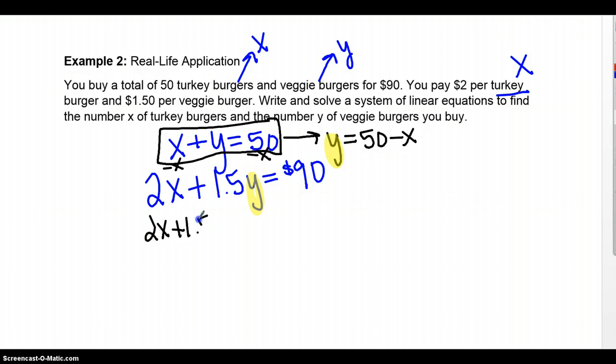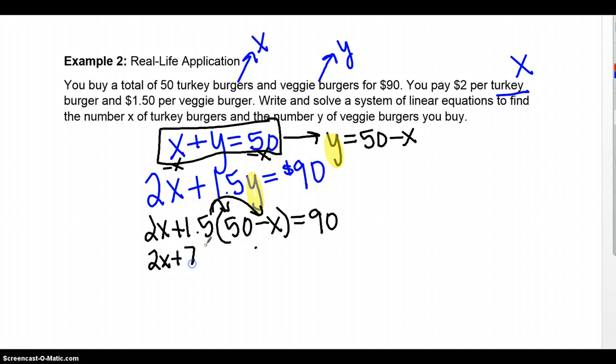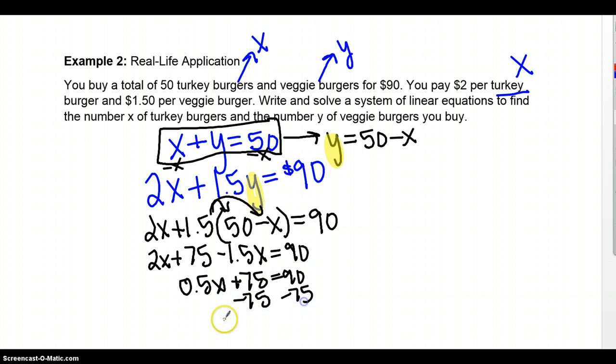Okay, so if I solve this, I have 2x plus 1.5 times y, which is 50 minus x, equals 90. All right, now I distribute the 1.5 to the 50 and the x. So I would have 2x plus 1.5 times 50 is 75 minus 1.5x is equal to 90. If I combine my like terms, I have 0.5x plus 75 equals 90. Subtract 75 from both sides, and I have 0.5x equals 15. If I divide both sides by 0.5, I get x is equal to 30.